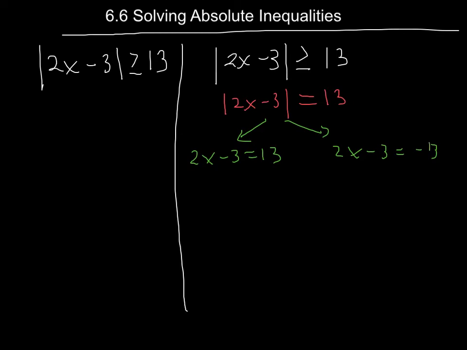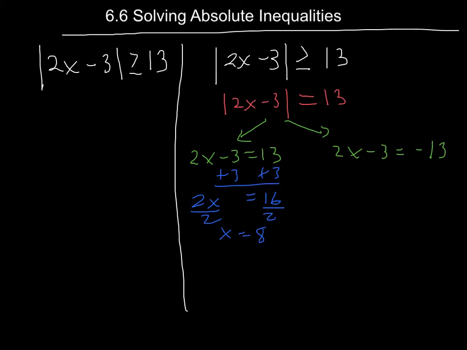And remember that the only difference between the two problems, the only change that you make when you're doing this, is you change one of your answers to a negative instead of a positive. So I changed the right-hand one into negative 13 instead of positive 13. And now I go ahead and solve. So I'm going to add 3 to both sides. I get 2x is equal to 16. Divide both sides by 2. X is equal to 8.